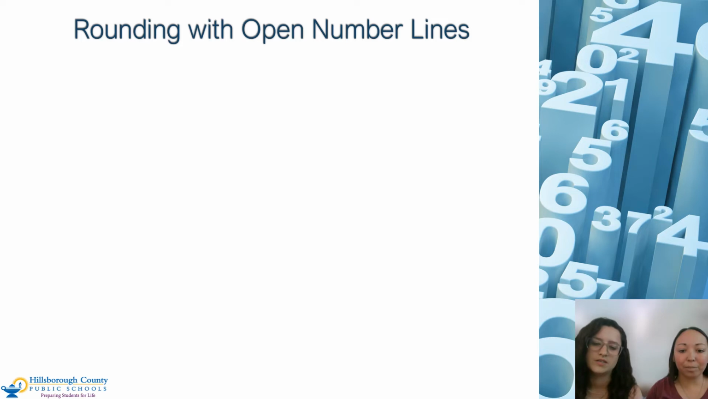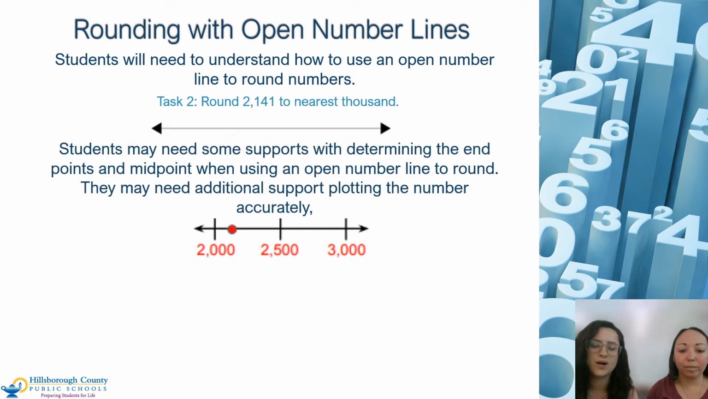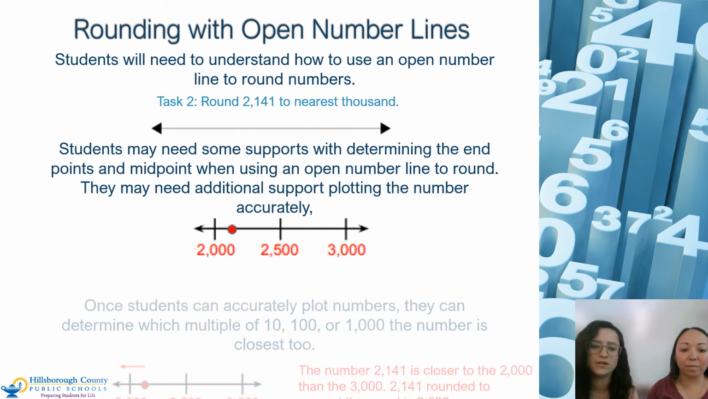Once students have an understanding of how to round using scaled number lines, they'll move to open number lines. These number lines require students to determine the endpoints and the midpoint. So if you look at the task number 2 that you did earlier in the video, you have round 2,141 to the nearest 1,000. And you'll notice on my number line, I have the numbers 2,000 and 3,000 as my endpoints because I'm rounding to the thousands place, and then my midpoint is that 2,500.